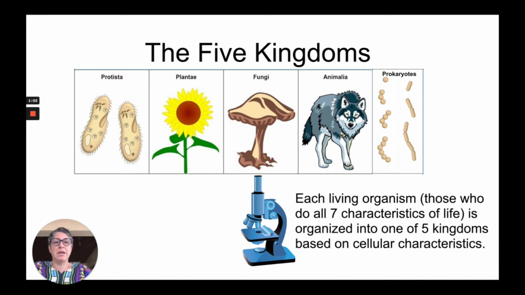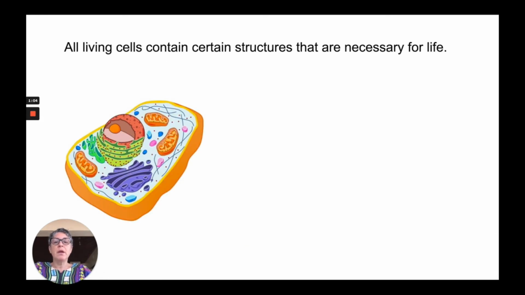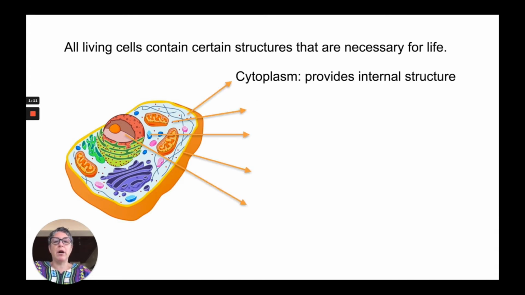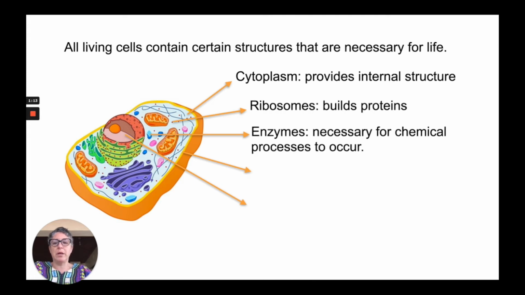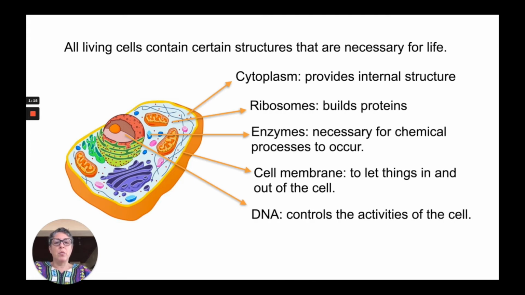level of classification. So basically, all living cells are going to contain certain structures that are necessary for life. So what are those particular structures? Well, in this particular cell, we are able to identify 5 things, which you don't need to know right now. We will go into more detail with this later, but there is a structure called cytoplasm that is going to provide an internal structure. It's kind of like the liquid inside the cell.